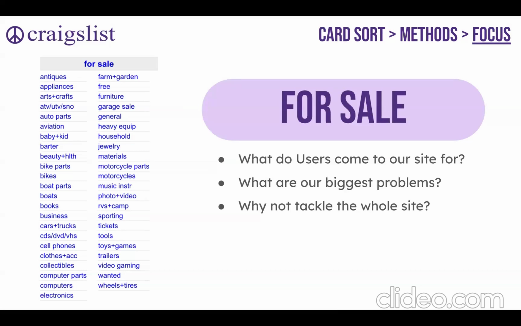Some of the higher level main navigation categories, for example, jobs, community, housing, are actually pretty well organized as opposed to for sale, which is inundated with links. There are over 40 labels just looking right here. So I really would like to focus in on this.